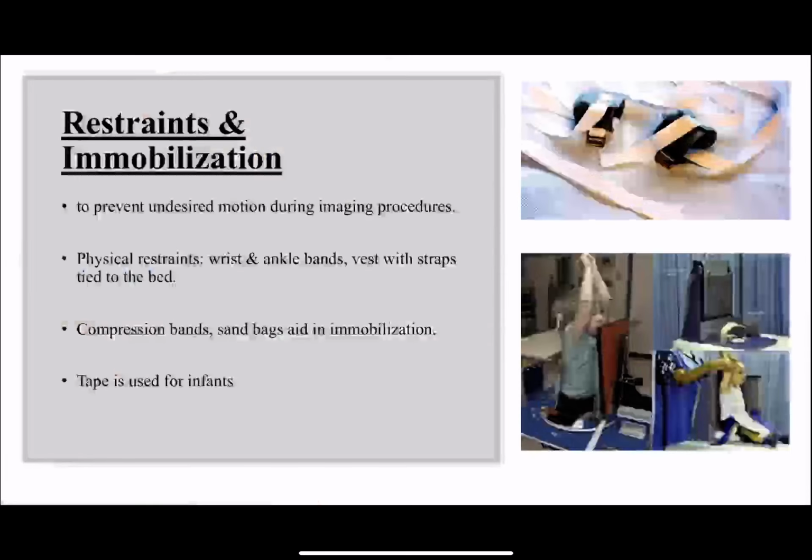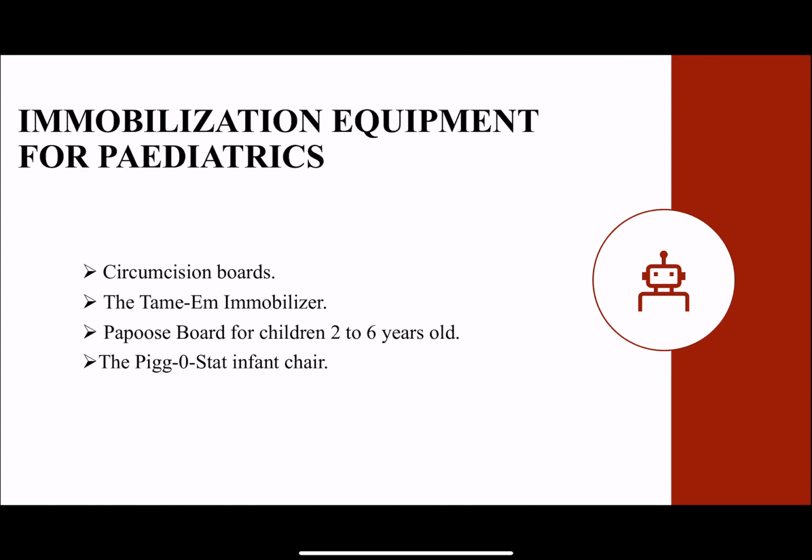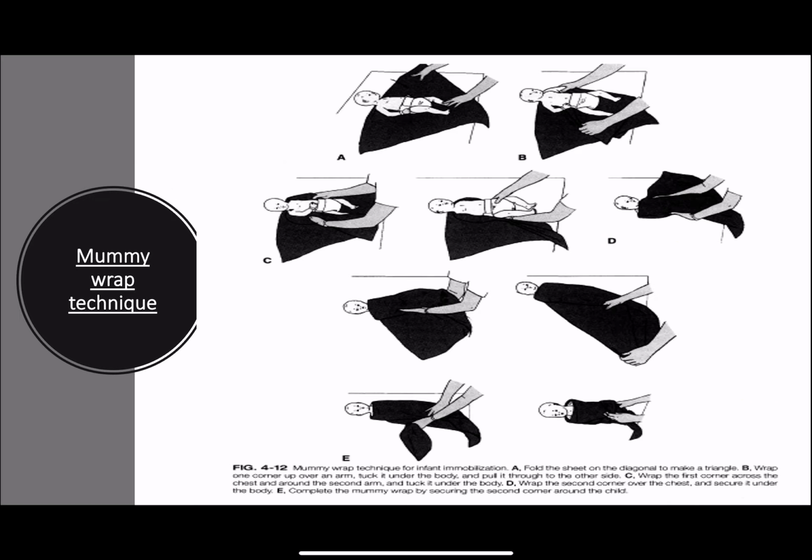Restraints and immobilization. They are used to prevent undesired motion during imaging procedures, and tape is used for infants. For restraints, we can use compression bands, and for immobilization, sandbags. So these are some of the immobilization pads. For pediatric immobilization equipment, we have circumcision boards, tenM immobilizer, papoose board for children 2 to 6 years old, Pigg-O-Stat, and infant chair for infants. And lastly, for infants, we have the mummy wrap technique, which is used for infant immobilization.